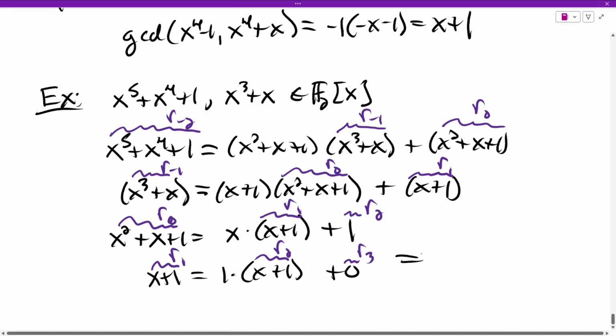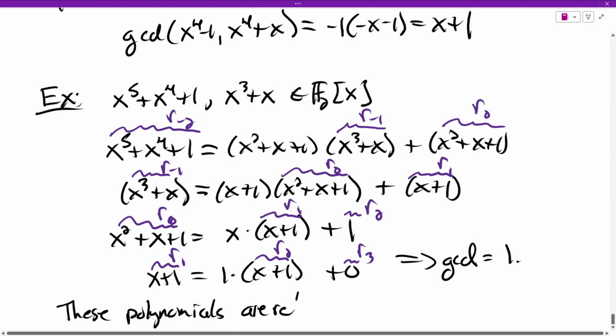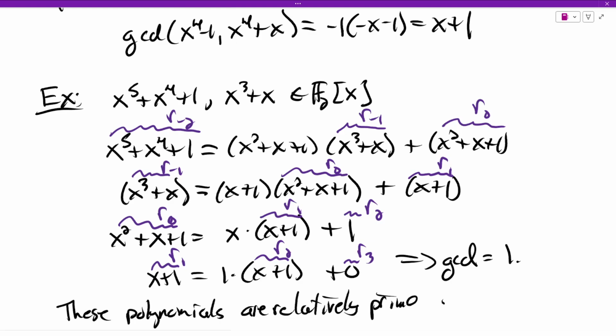Great, so this tells us then that the GCD, since we got 0, is the remainder from the previous step. And this is already monic. The GCD is 1. In particular, these polynomials, if you remember the terminology, the same terminology applies here. We say they're relatively prime. They have nothing in common. So that's an example working over F2.